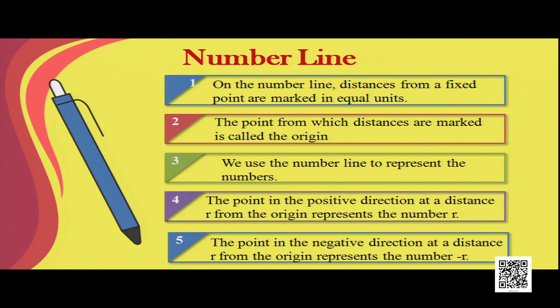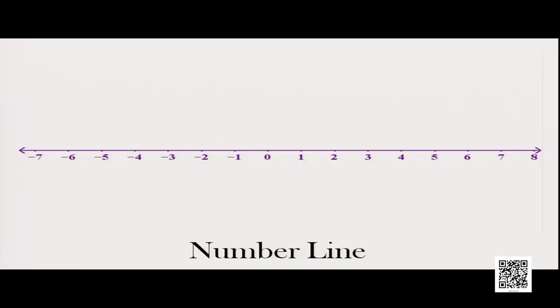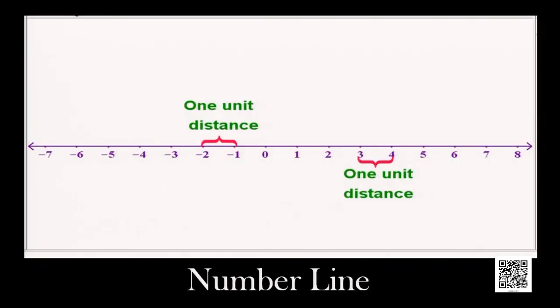The point in the positive direction at a distance r from the origin represents the number r. The point in the negative direction at a distance r from the origin represents the number minus r. This is the number line. You all know about this thing. 0 is the origin, and we have marked 1, 2, 3, 4, and so on in the positive direction, and minus 1, minus 2, minus 3, minus 4 in the negative direction. And the distance between two consecutive numbers is always 1 unit.